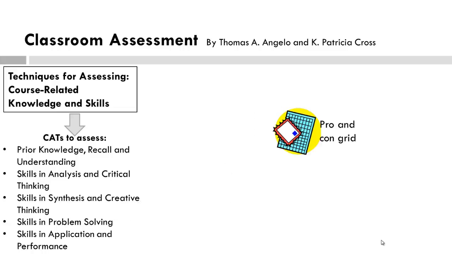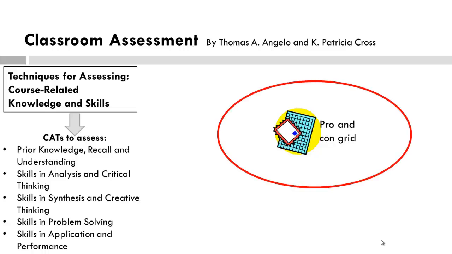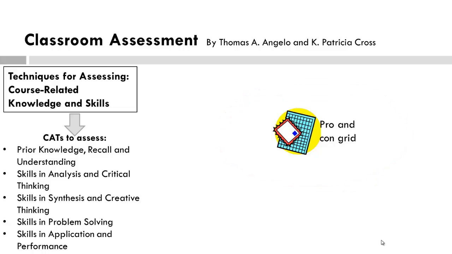Now consider this example of a classroom assessment technique. Where might a pro and con grid fit? The pro and con grid gives students opportunities to consider the pros, cons, or advantages and disadvantages, or costs and benefits of a particular topic or issue. This nudges students to examine two sides of the issue rather than simply applying one perspective.